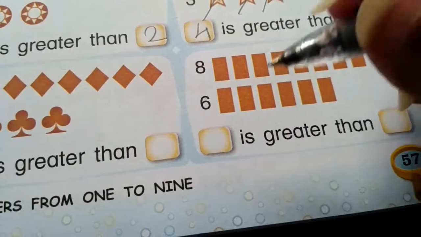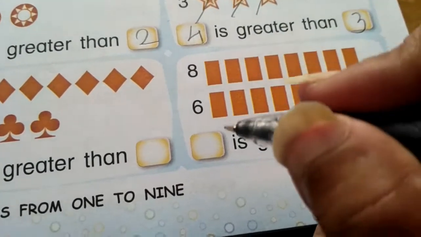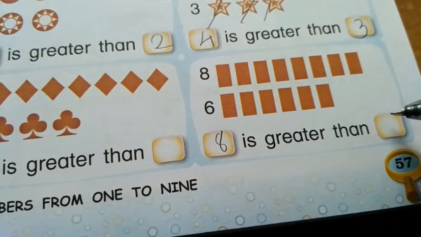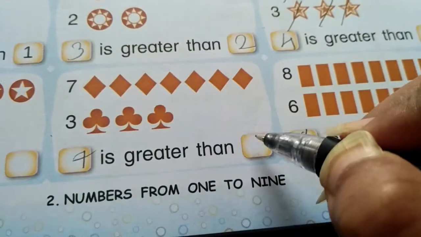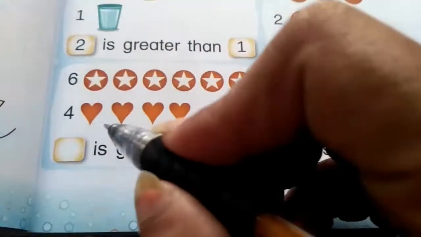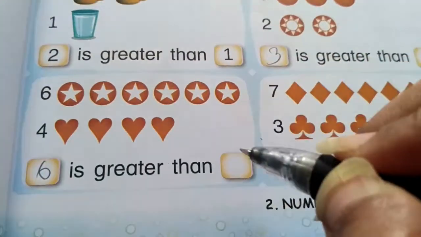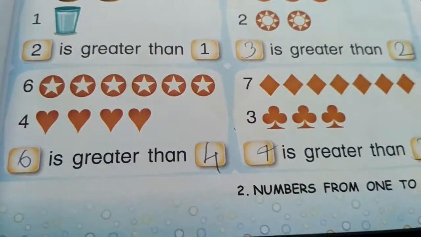Same thing, by observing the picture you can easily identify. 8 is greater than 6. 7 is greater than 3. And 6 is greater than 4.